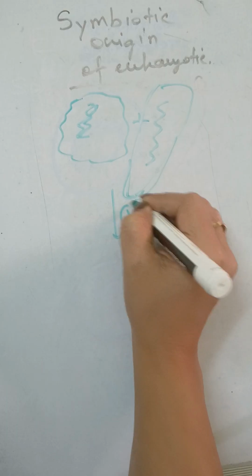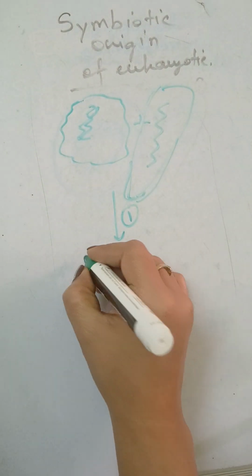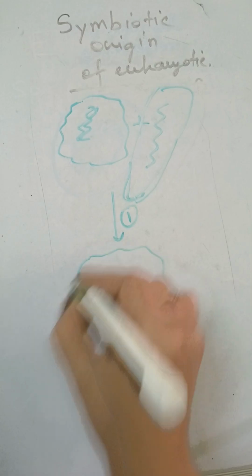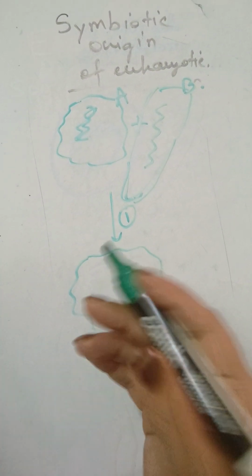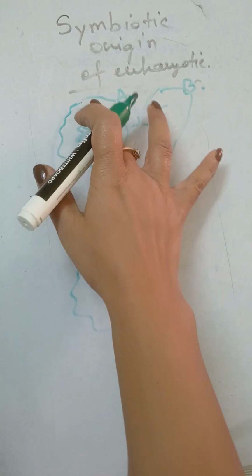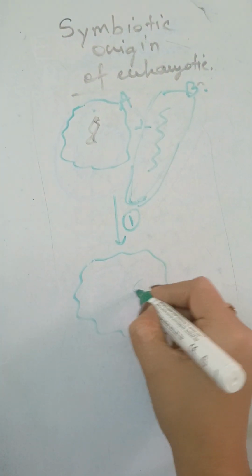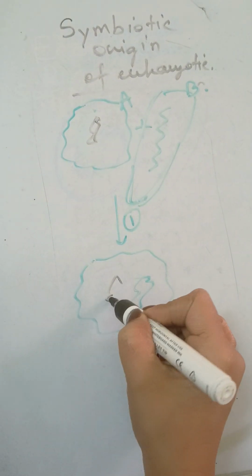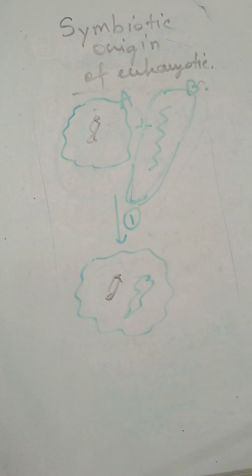Now, the first step is fusion between the bacterial cell and the archaean cell. This is archaea, this is bacteria, which will give rise to a fused cell with the bacterial chromosome and archaeal chromosome. Okay, this is a fused cell after fusion, after the symbiosis.